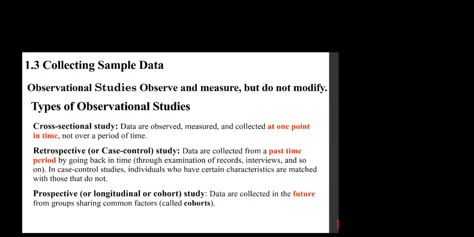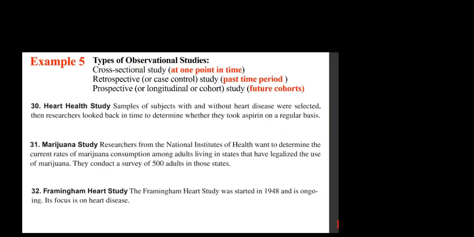So, with that being the case, the synopsis of that is given at top here: cross-sectional, basically at one point in time; retrospective, past time period; and prospective, future cohort. All right, so the first one, could somebody read the first one, number 30?